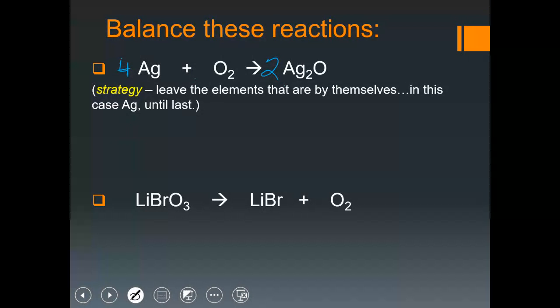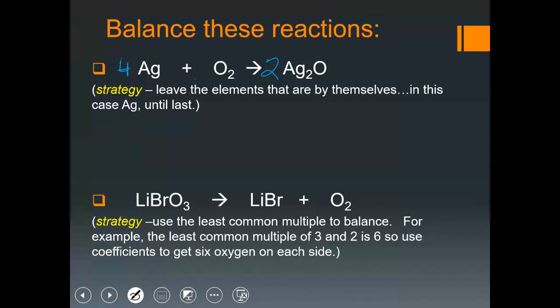Okay. And another strategy is that sometimes we like to use what's called the least common multiple. So for example, if I look at this, the lithium is balanced, the bromine is balanced, but the oxygen, I have 3 on this side and 2 on this side. So I'd say to myself, what's the least common multiple of 3 and 2? It's 6. So to have 6 oxygen on the right, I need a coefficient of 3 times a subscript of 2, and that gives me 6 oxygen over here on the right.